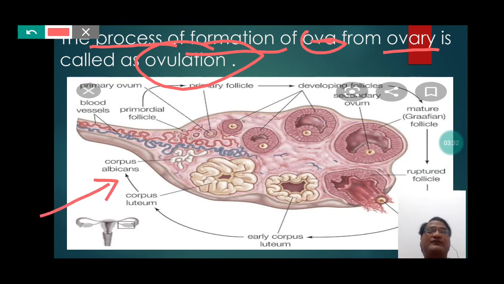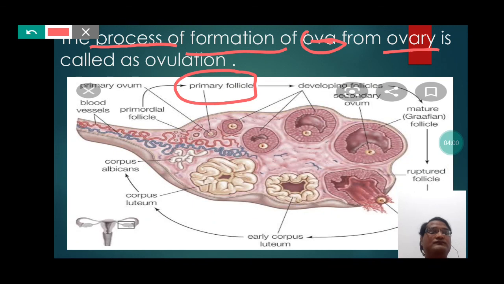In this picture we will be able to notice that there are certain processes undergoing which ova is generated. So students, the first step in the generation of ova inside the ovary is primary follicle. Students, you can notice that the primary follicle is very small in shape and size.